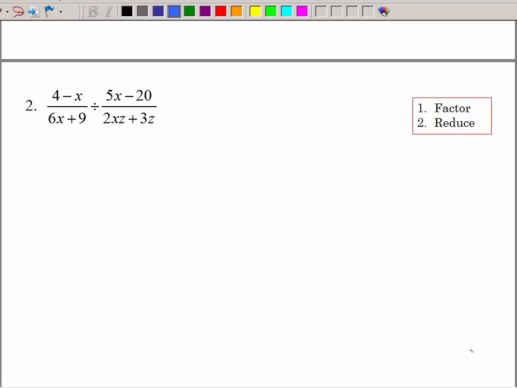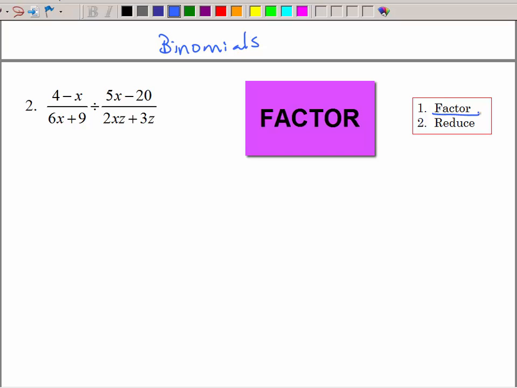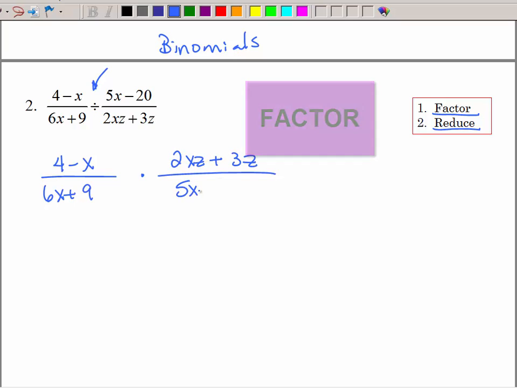If we look at the second example, you should see binomials because we have plus and minus signs. So that means we can't just start canceling things out. We have to factor in order to reduce. And hopefully you also notice that I have division, which means I have to change that to multiplication by the reciprocal. So let's just do that step first. Let's rewrite this as multiplication and put the denominator up top and the numerator in the bottom.